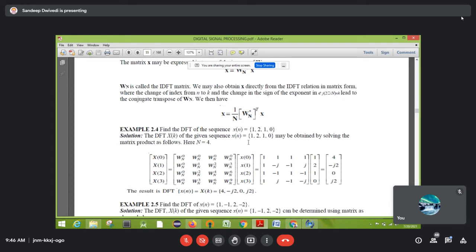How can you find out the 2-point DFT? So here the input sequence will have only 2 points. Okay, so the same thing is there.